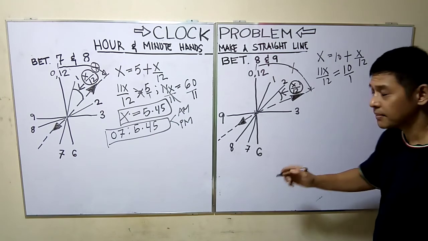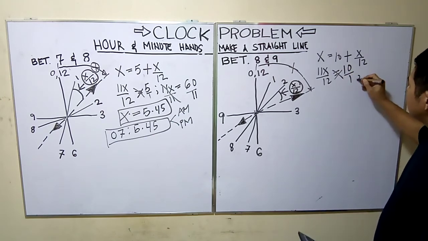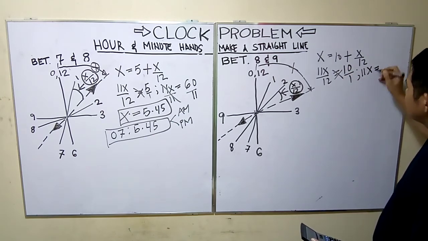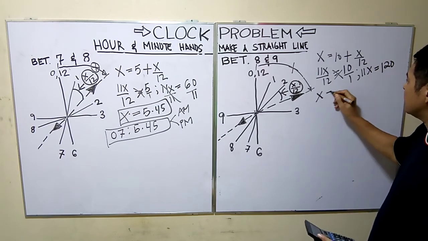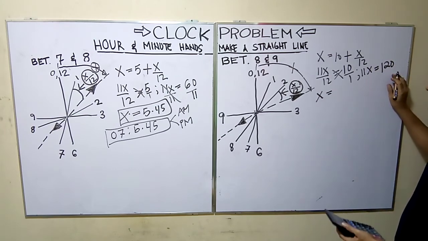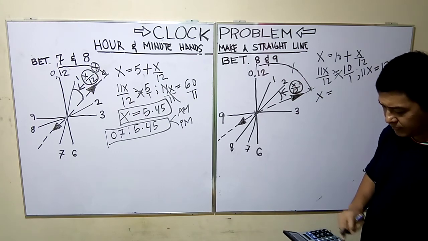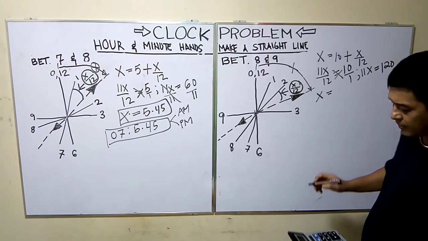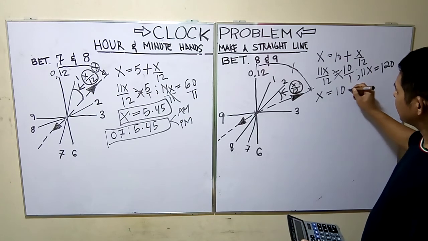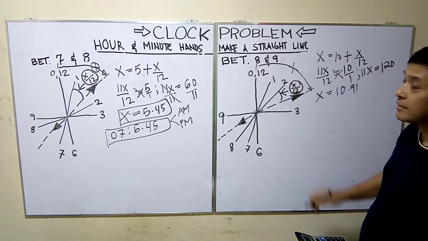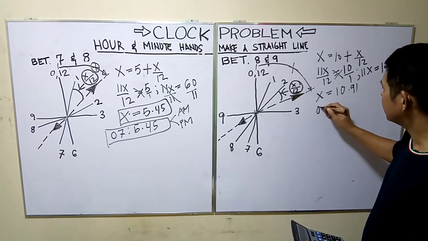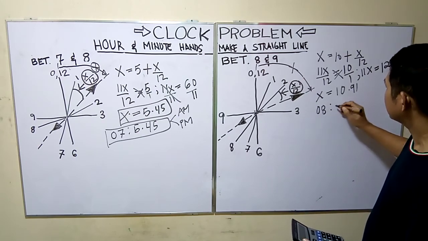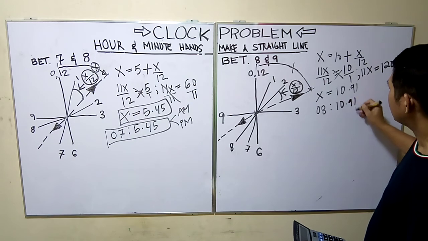Next is cross multiplication. Therefore, 11X is equals to 120. Therefore, X is equals to 120 divided by 11, 10.91 minutes. Therefore, our final answer is 8 and 10.91 minutes.